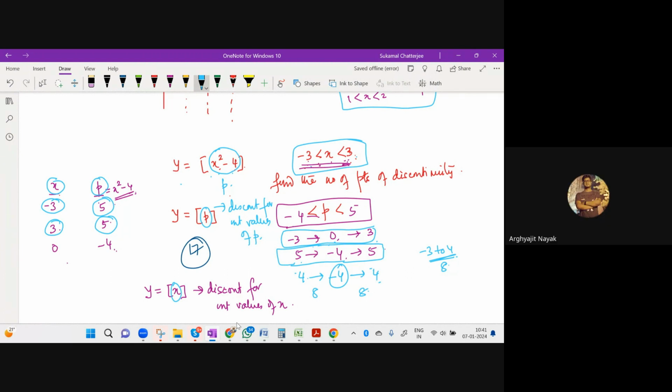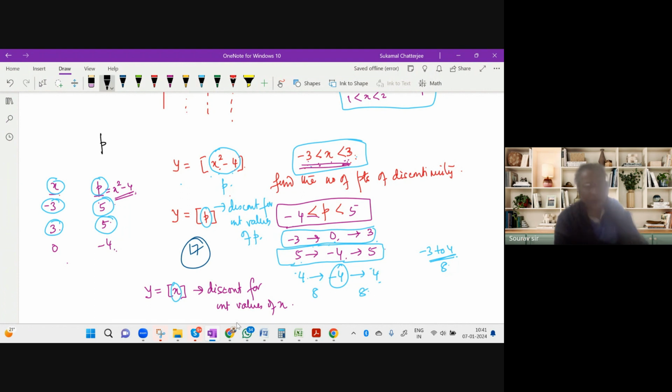Yes, sir. Now look at the function p. P is x square minus 4. Now for any value of x, x square is always greater than equal to 0. So the minimum value of x square is 0. Therefore, the minimum value of p has to be 0 minus 4, which is -4. And that will happen when x is equal to 0. Clear?